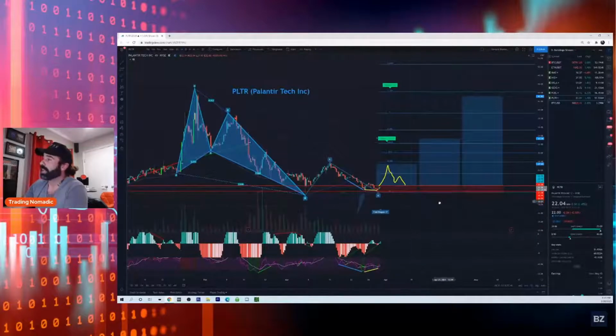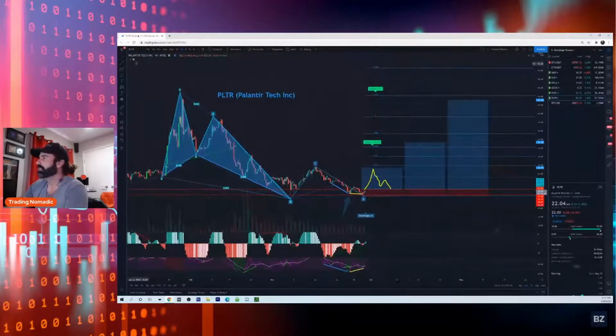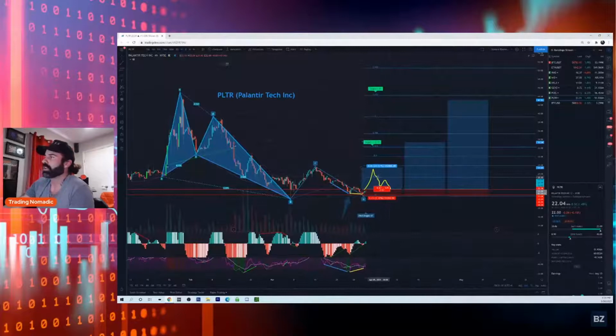But at that point, I've got these other targets, and with harmonics, there's always specific targets, but it doesn't necessarily mean you're gonna reach all of them. So that's why I usually, if I'm confident we're at least going to hit this C target, I'll take a certain percentage of my shares out of this trade to secure it.